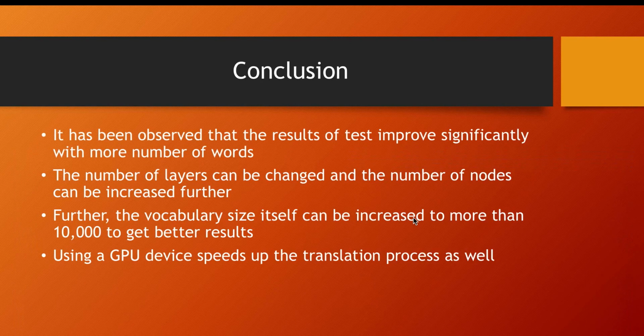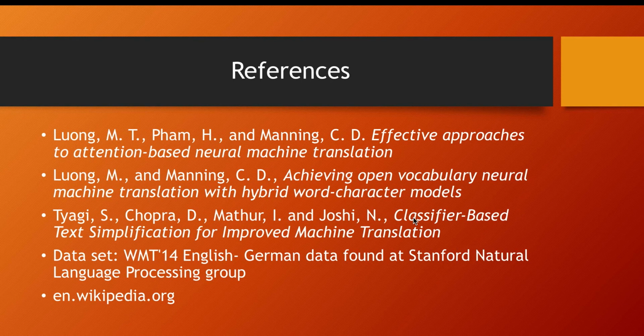So, in conclusion, I can say that it has been observed that the results of the test improve significantly with more number of words, and the number of layers can be changed, and the number of nodes can be increased further for improvements. Further, the vocabulary size itself can be increased to more than 10,000 to get better results. And using a GPU device speeds up the translation process. So, these are the improvements which can be done in the future, and these are the references which I used.